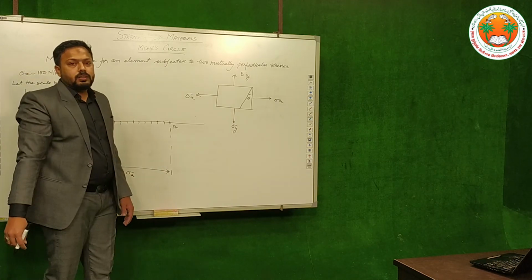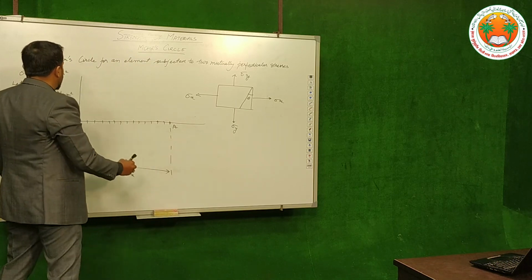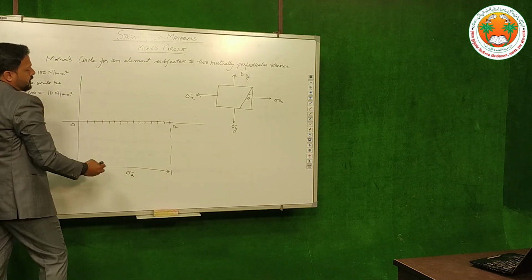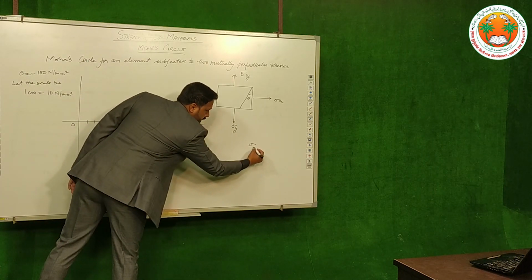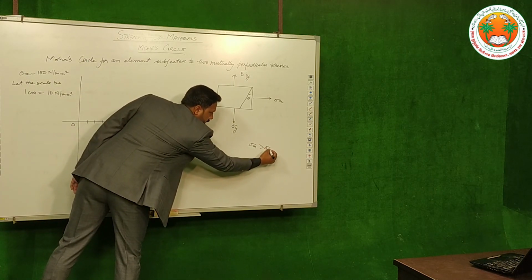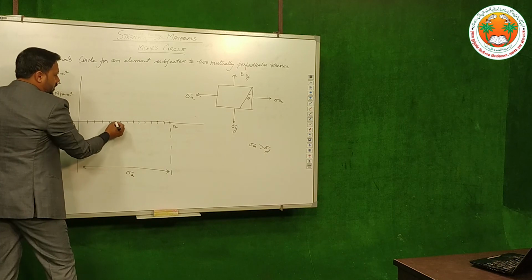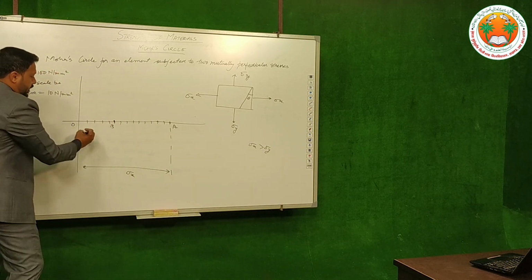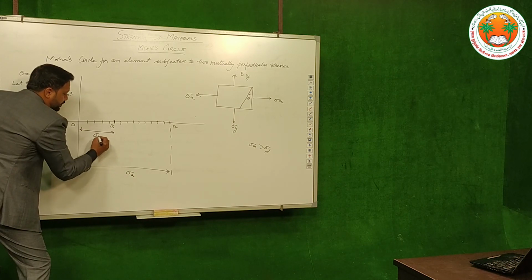Now we will plot the value of sigma y. Let it be something which is less than sigma x. Here we are considering that sigma x is greater than sigma y. Let this point be B, and it represents the value of sigma y.